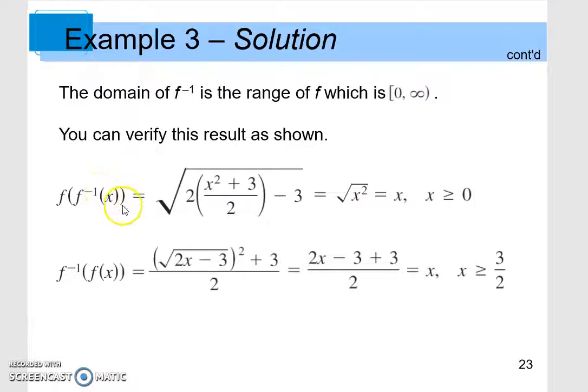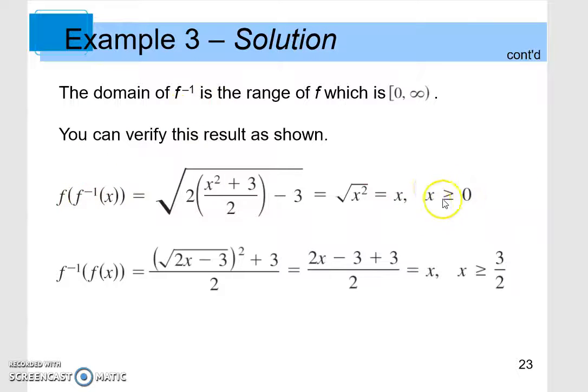And then we can verify. So we have f of f inverse of x, and then we plug f inverse in for the x, and so the 2's cancel out, and then we get x squared plus 3, and then minus 3. The 3's cancel out, so we have the square root of x squared, which is x, for all x greater than or equal to 0, because remember, this was the domain of our f inverse function.